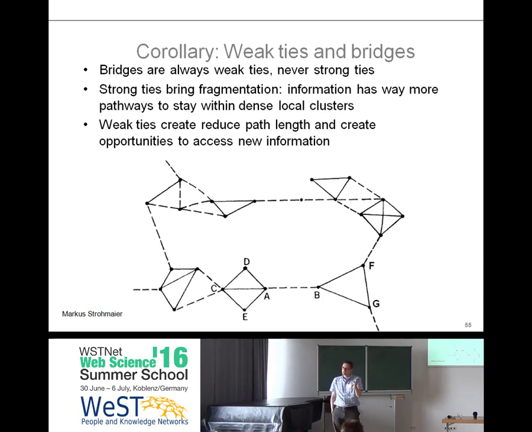There's another interesting side implication of this finding that weak ties help in information diffusion. So some of you might be familiar with the notion of a bridge in networks, which is the idea that an edge between two nodes is a bridge if it connects two components in the network that would otherwise not be connected. So an edge is a bridge if it uniquely or more or less uniquely connects two parts of the network that would otherwise be not connected or connected only through a high number of links.